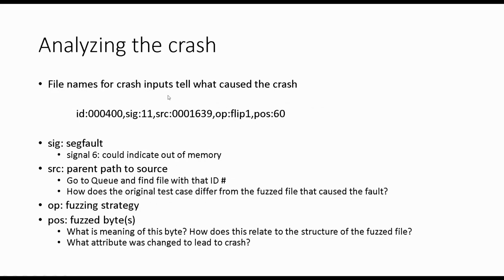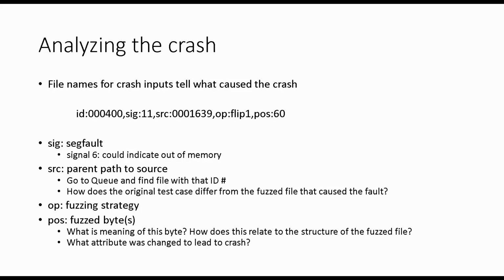So let's try to get a better understanding of crash files. These are actual inputs that cause a crash. And they're named in a very bizarre looking way, but it's actually a very bright way of doing it because it embodies all the information and it's all right there in the file name. So it has distinct IDs. The SIG will tell us what caused the SIGFAULT. Is it signal 6, which could indicate out of memory issues? So different signals, we could look those up.